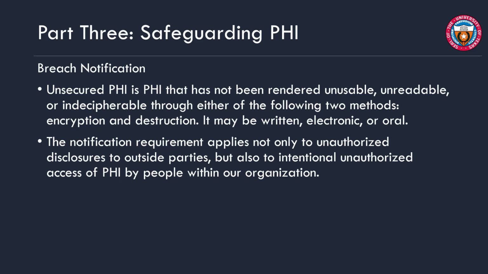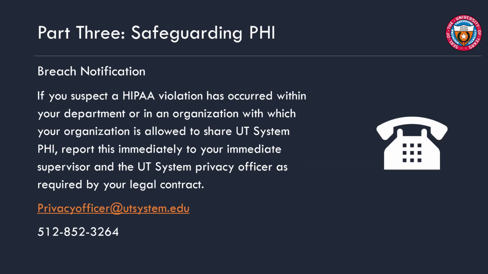The notification requirement applies not only to unauthorized disclosures to outside parties, but also to intentional unauthorized access of PHI by people within our organization. If you suspect a HIPAA violation has occurred within your department or in an organization with which your organization is allowed to share UT System PHI, report this immediately to your immediate supervisor and the UT System Privacy Officer as required by your legal contract.